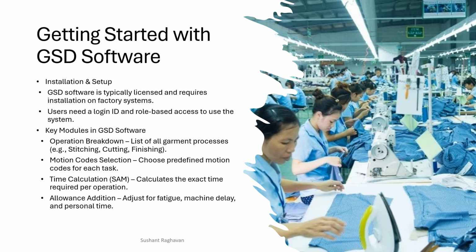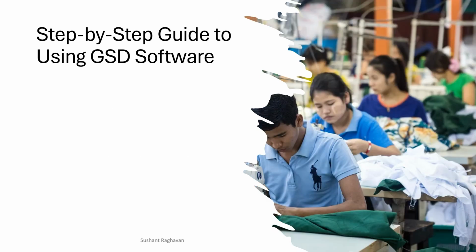Time calculation: SAM, calculates the exact time required per operation. Allowance addition: adjust for fatigue, machine delay, and personal time. Costing and efficiency analysis: compare SAM versus actual performance.